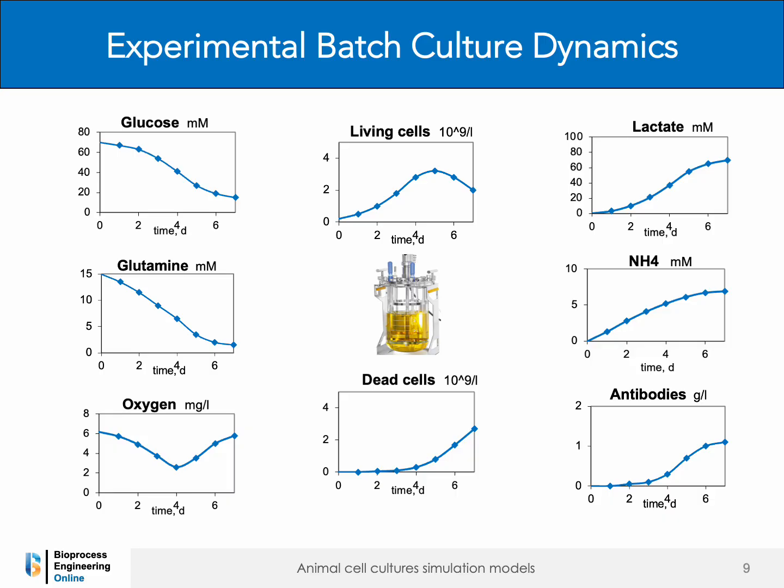At the same time, the dead cell concentration increases continuously. The concentrations of the major metabolic byproducts, lactate and ammonia, also increase during the culture as they are generated by cellular metabolism. Finally, the monoclonal antibody concentration increases progressively, with most of the product being accumulated during the second half of the culture, when cell growth slows but antibody production remains active.